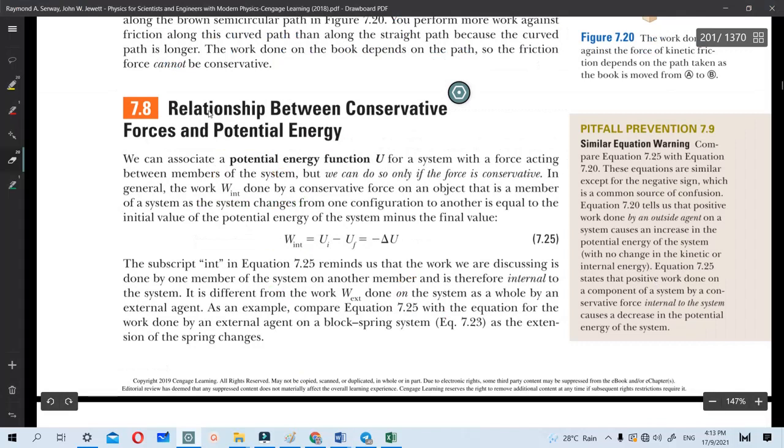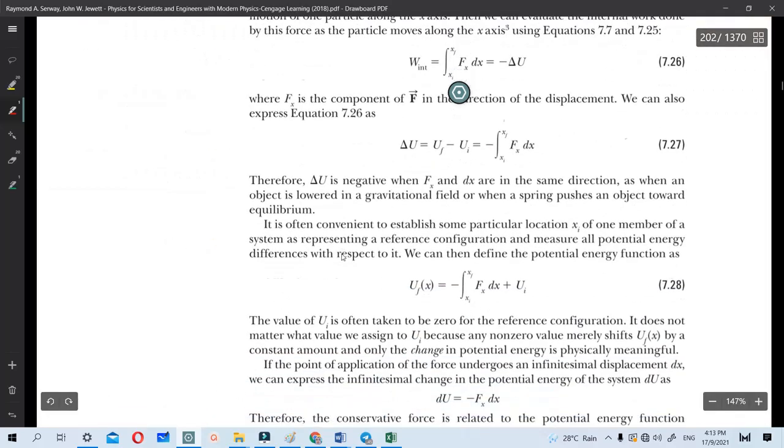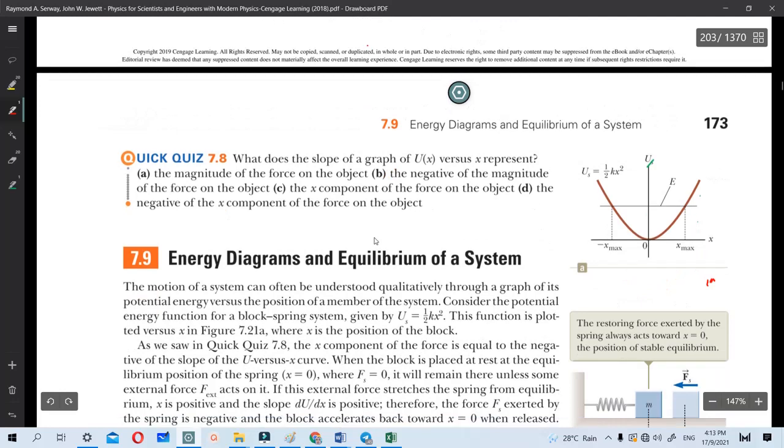Alright, in 7.8, the relationship between conservative force and potential energy, we have actually done this before. You have seen this idea before, where rather than writing it as internal, we write it in the form of gravity. Why? Because gravity is a conservative force, and we tend to write it as the negative change in the potential energy. That's the core idea, the expression to be used. Alright, let's wrap up 7.8.